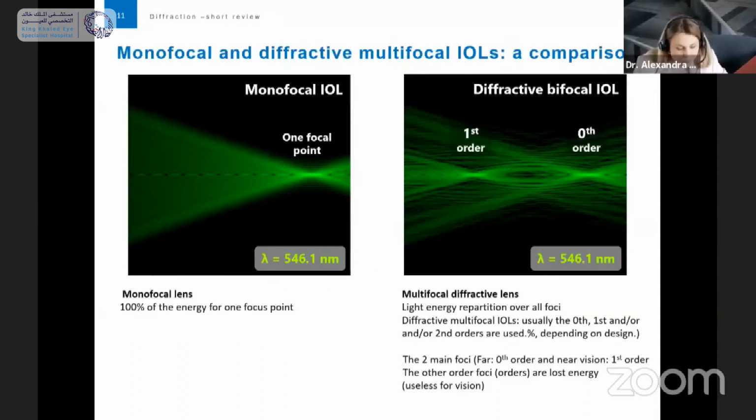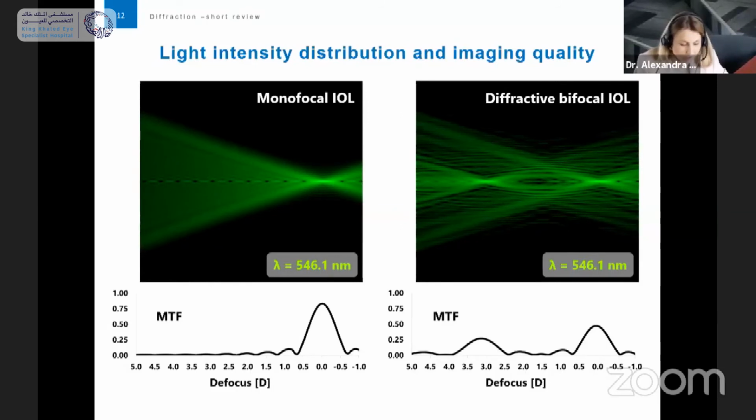And this is probably something everybody knows, this is a simulation. Here, this is the difference when 100% of energy is delivered to the far point for a monofocal lens, or you have a bifocal lens. So you have to take this 100% energy and divide it between far, or zero order, and first order. In between, because this is a bifocal lens, there is not so much light, there is no energy. And this is transferred to the MTF that you are used to seeing. So this is the far focus, and this is the MTF value for this far focus of the lens.